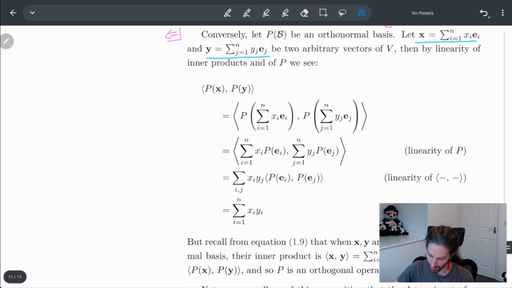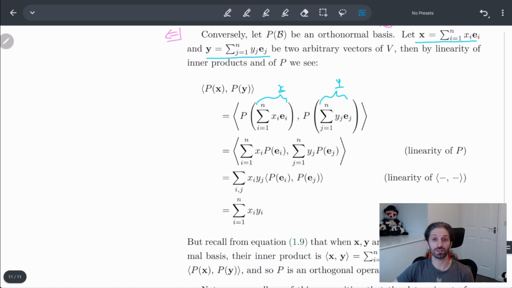So let's look at these things. Here we have the inner product, right? This is just the normal definition of the inner product. And I'm going to plug in the values of x, so this is just x, and this is just y. Now, linearity of P allows me to pull out all of these x's and all the y's. And so we end up having this summation.